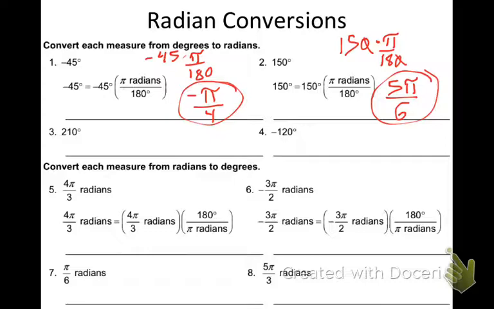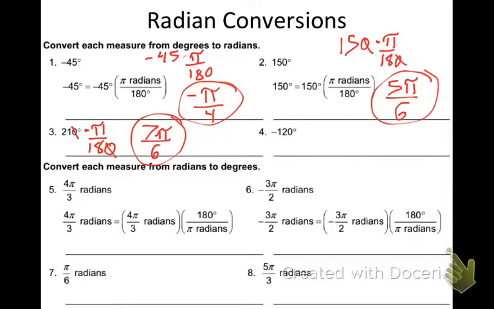I'm going to take that to radians. So I'm going to multiply it by pi over 180. What can cancel off to simplify this? I can cross off a 0. So I get 21 over 18. 21 over 18 simplifies to... So I get 7 pi over 6.